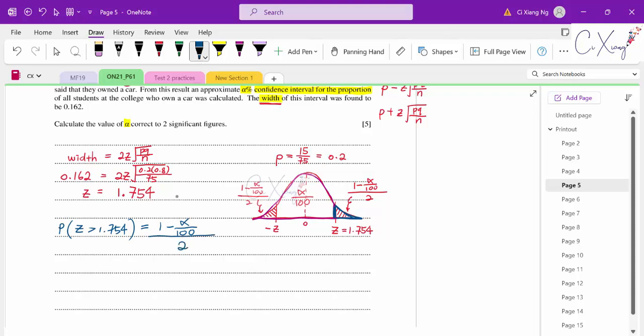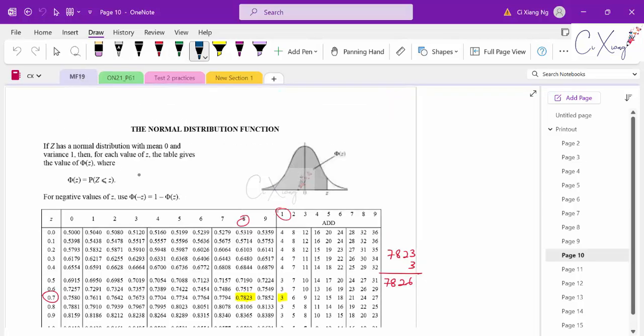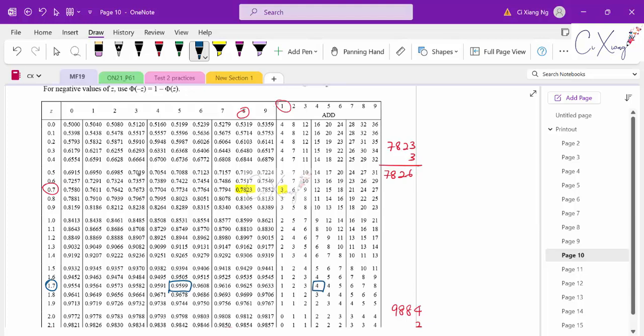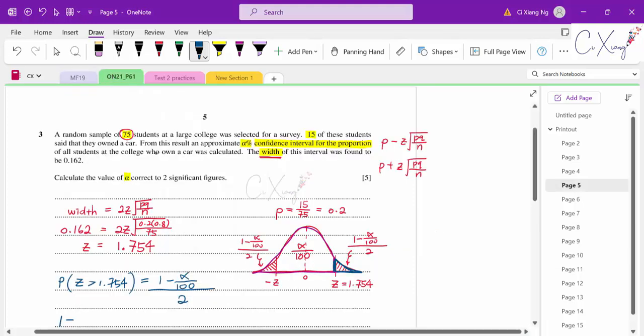Alright, now I need to find the probability for z greater than 1.754. So what's the value for z of 1.754? Go to the normal table, looking for 1.754. 1.75 is here, and then 4 is this one. So we are taking 0.9599 and add 4 at the last digit here. By right, we should get 0.9603.